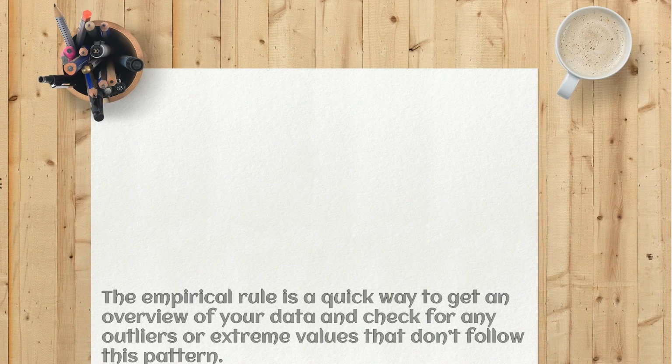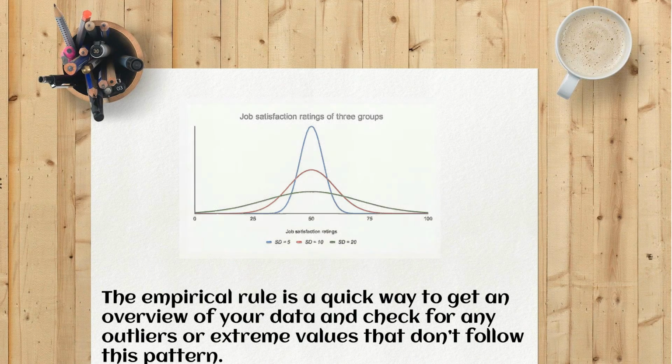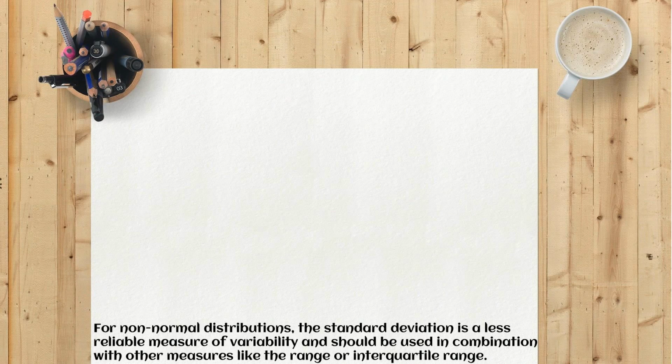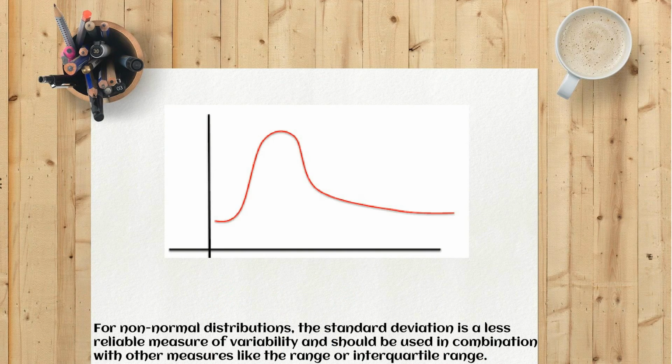The empirical rule is a quick way to get an overview of your data and check for any outliers or extreme values that don't follow this pattern. For non-normal distributions, the standard deviation is a less reliable measure of variability and should be used in combination with other measures like the range or interquartile range.